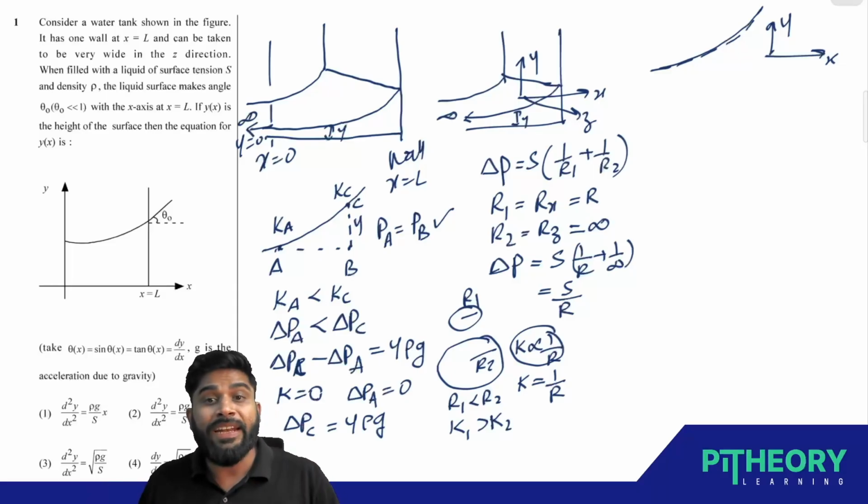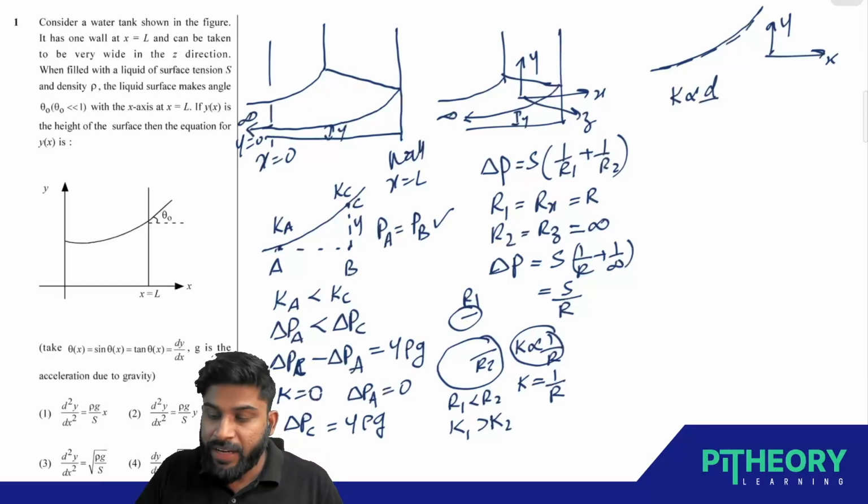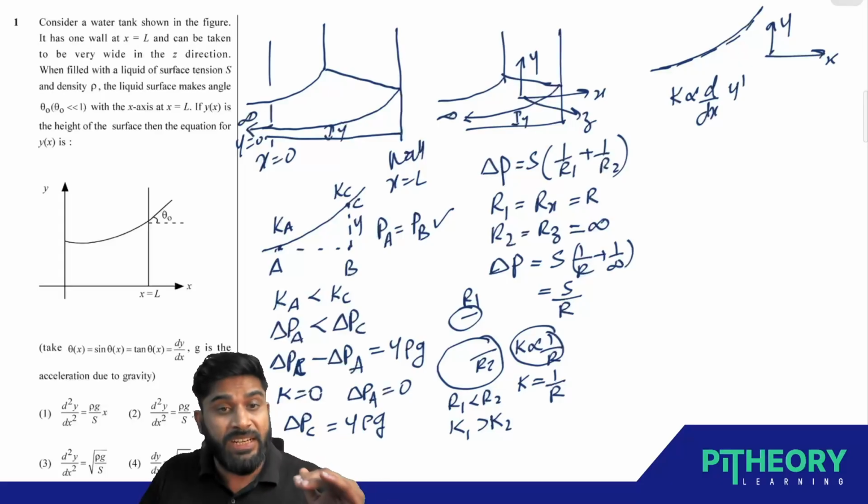Okay, now how do I relate it with the curvature? That is what we are going to see here, and that is a very simple relation. How does the slope change with the distance? At what rate does the slope change with the distance? That is essentially what curvature is. So you can write curvature is proportional to what? d by dx of slope. The slope is nothing but y dash, the first derivative of y with respect to x. So you can write k proportional to d by dx of y dash, or k proportional to y double dash.